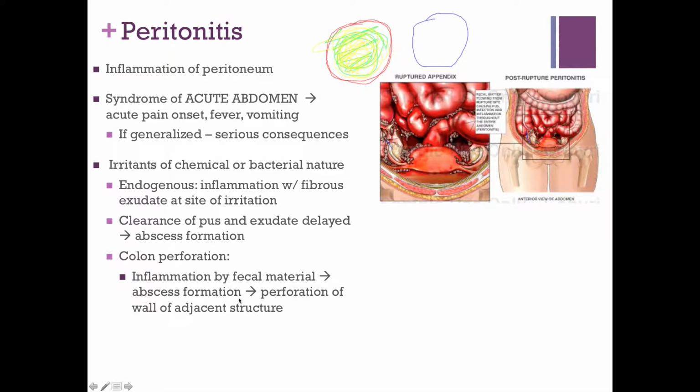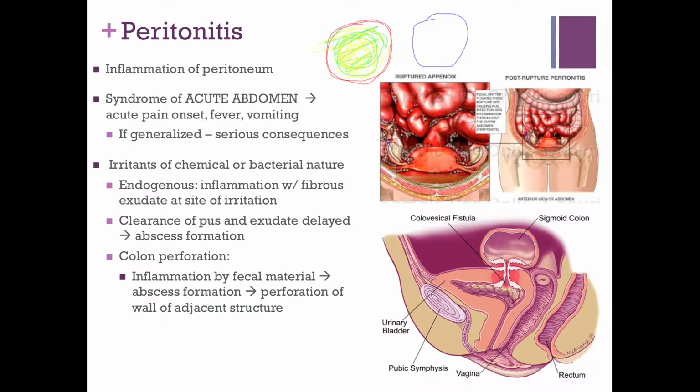we can get abscess formation. The worst thing that can happen is not only an abscess, but that abscess perforates an adjacent structure. So here, let's say this sigmoid colon is what ruptured, and there was initially an abscess here, so just a pocket of infection, and it grows and it grows. What can happen is that it can now open on both sides and end up joining those two structures. Isn't that beautiful? That's called a fistula.